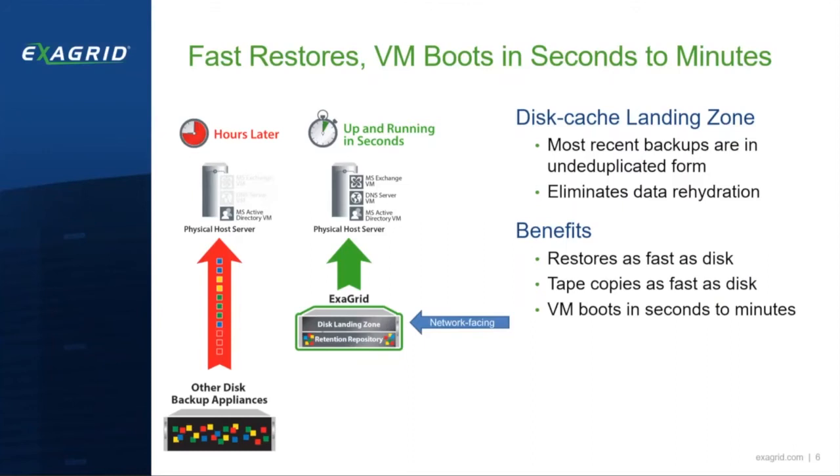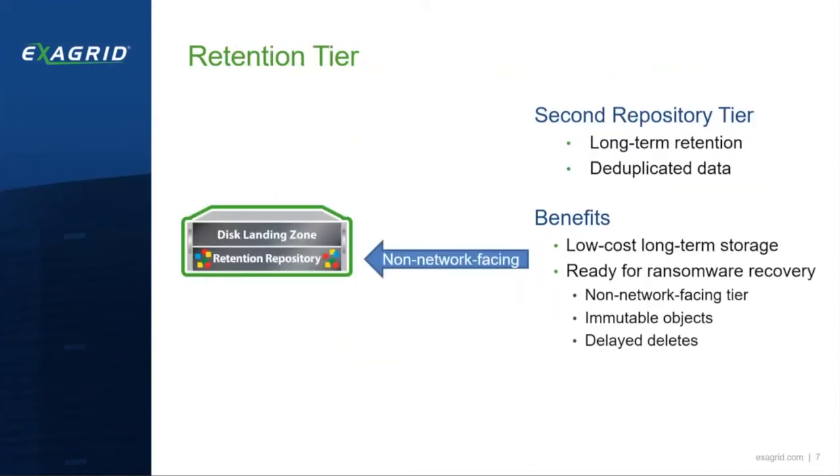And of course, with the landing zone, you can also boot virtual machines very quickly. I've got examples in some of the case studies that we have where customers boot multi-terabyte virtual machines in seconds to single-digit minutes. So that performance is important. But as I say, the network-facing landing zone is where we initially communicate with Veeam, but it's the retention repository, the retention tier, that then leads us towards the immutability and the ability to recover in the event of a ransomware attack.